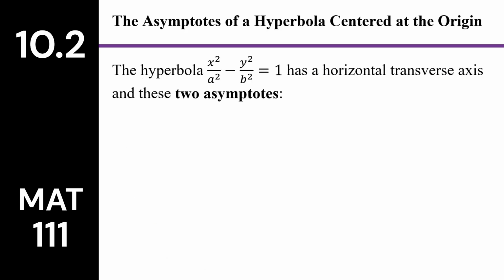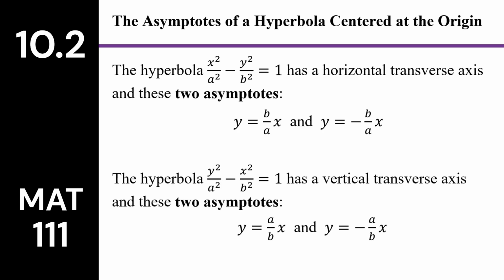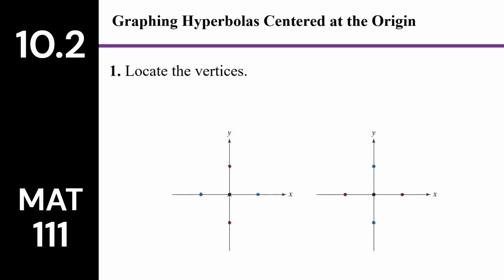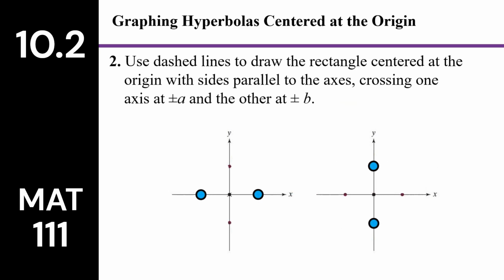Since the hyperbola's two asymptotes are lines, you may be asked for the equations of those two lines. When x squared is in the positive fraction, the equations of those lines are y equals b over a x and y equals negative b over a x. When y squared is in the positive fraction, the two equations are y equals a over b x and y equals negative a over b x.